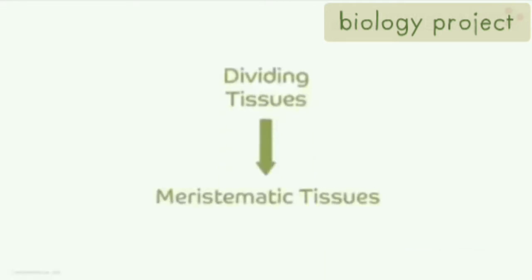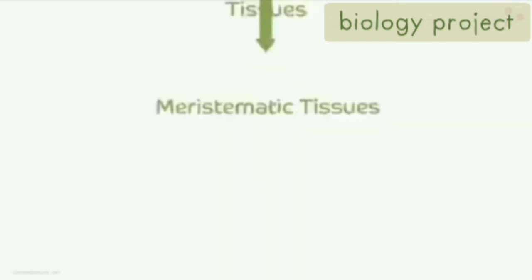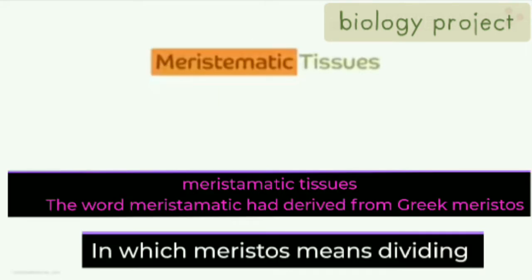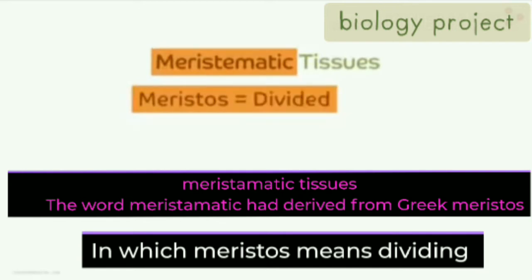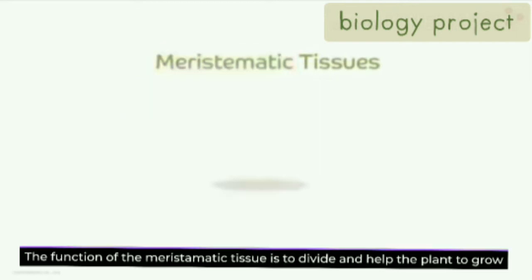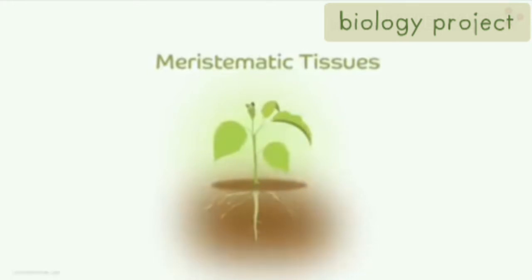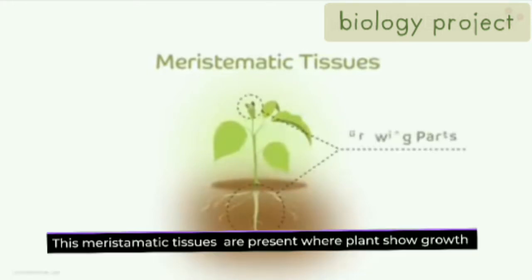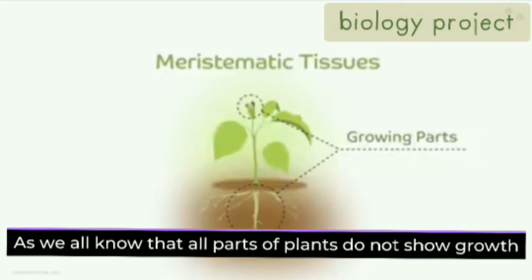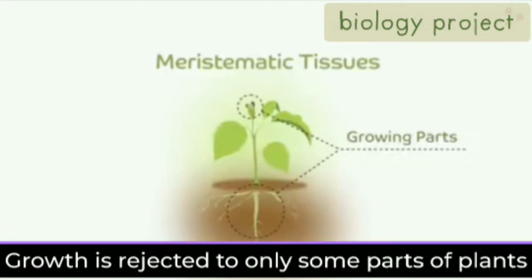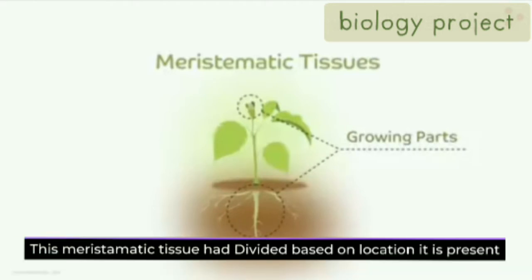The dividing tissues are also called meristematic tissues, and the word meristematic is derived from the Greek word meristos, which means dividing. The function of this meristematic tissue is to divide and help the plant to grow. Do you know where these tissues are present exactly? These meristematic tissues are present where plants show growth. As we all know, not all parts of plants show growth; growth is related to only some parts of plants, and meristematic tissue is divided based on the location where it is present.